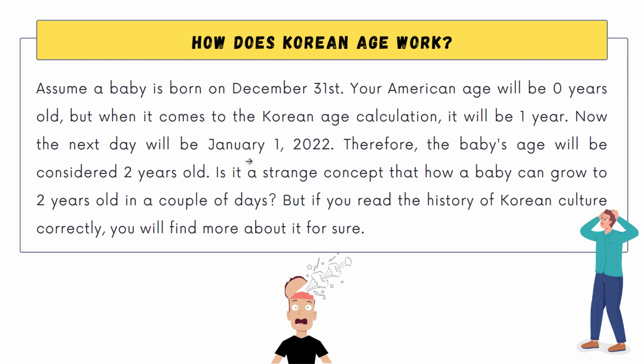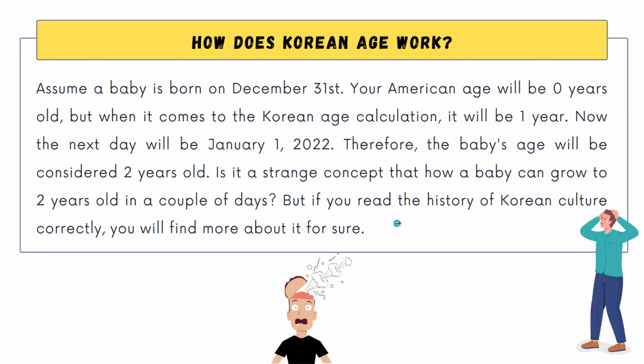According to Korean culture, January 1st is the day where everyone celebrates their birthday. So on January 1st, the age of the baby will be incremented by one year within 1 day. Therefore, the baby's age will be considered 2 years old within 2 days. This is really strange, because how can a baby grow within a day? 2 years old in a couple of days? No, but according to Korea, we have to follow that.